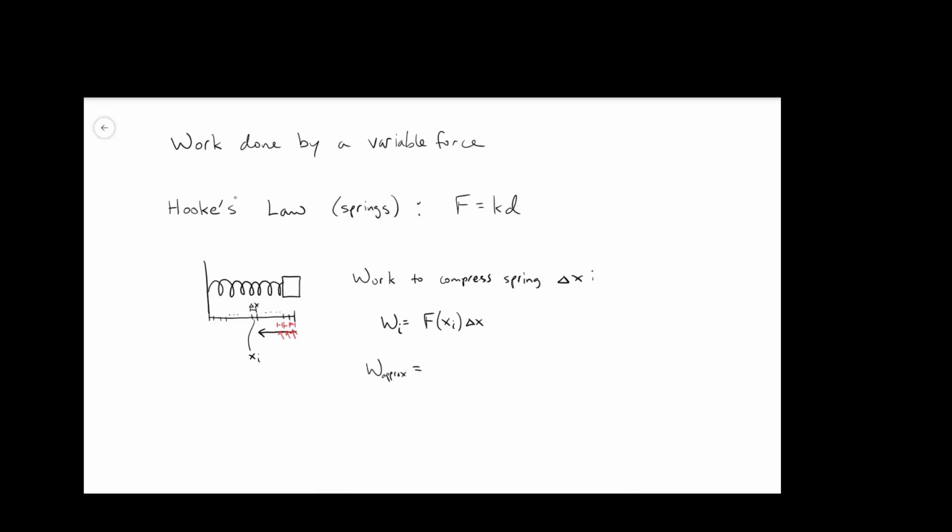So suppose that we treat each of these little subintervals as a tiny little bit of work that we're doing, and then we just add them all up, right? If we did that, we would get the sum from i equals 1 to n of F of x sub i delta x.